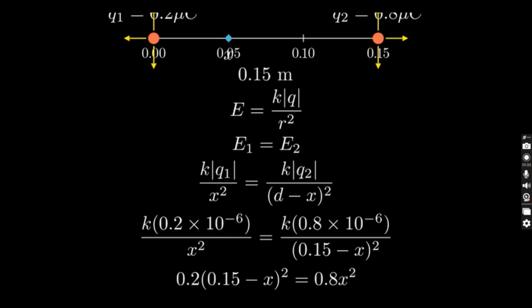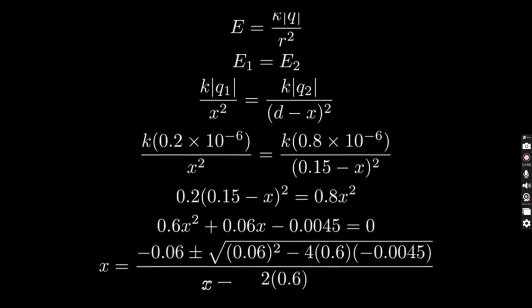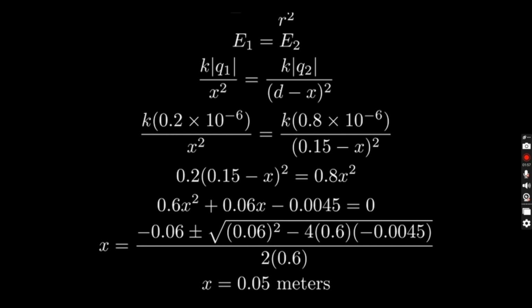Expanding this out and rearranging terms, we get 0.6x squared plus 0.06x minus 0.0045 equals 0. This is a quadratic equation that we can solve using the quadratic formula. When we solve this, we get x equals 0.05 meters. Therefore, the electric field is 0 at a point 0.05 meters from the 0.2 microcoulomb charge, which is between the two charges. This makes sense because the larger charge has a stronger field, so the 0 point must be closer to the smaller charge.